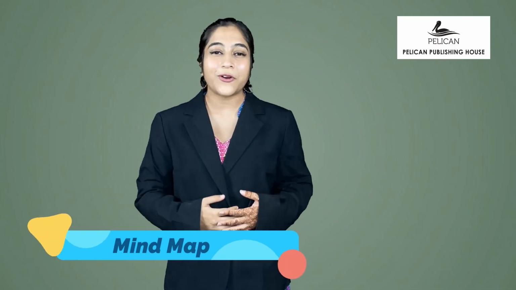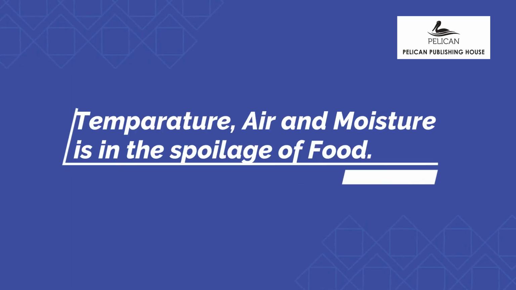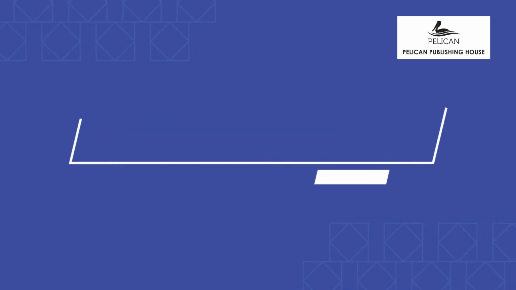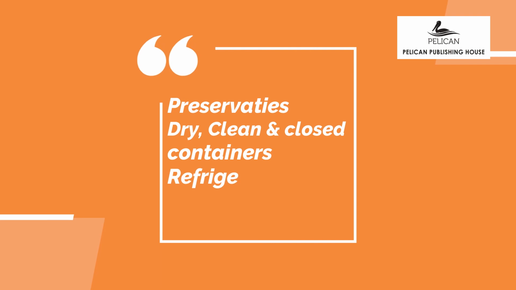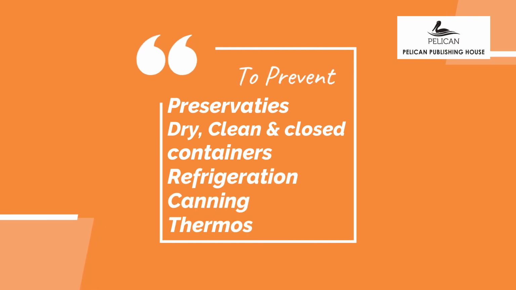Here's the mind map of the chapter. Temperature, air, and moisture hasten the spoilage of food. Microbes, pests, and insects also spoil the food. To prevent this spoilage, we use preservatives, dry, clean, and closed containers, refrigeration, canning, and thermos.